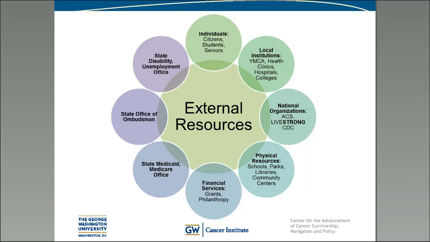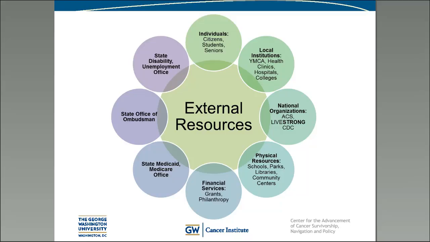So individuals might be volunteer cancer survivors, local organizations here in DC, for example. We have our DC Cancer Consortium. Smith Center for Healing and the Arts is a community organization. Food and Friends, Bread for the City, or just other non-cancer specific organizations that might be helpful. National organizations include the American Cancer Society, Livestrong, the CDC, Cancer Care, so long list of great national organizations.